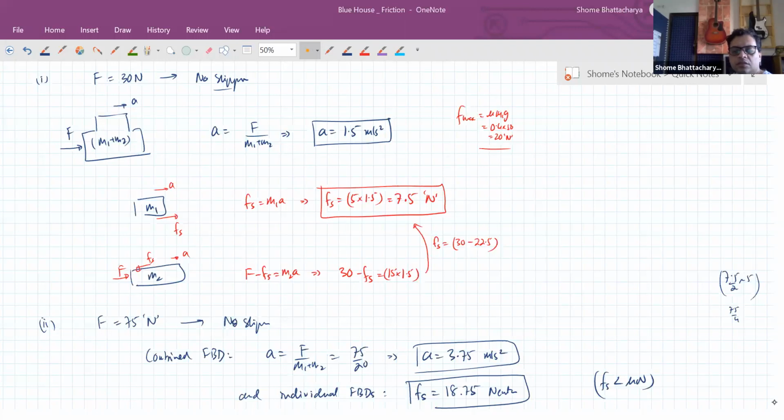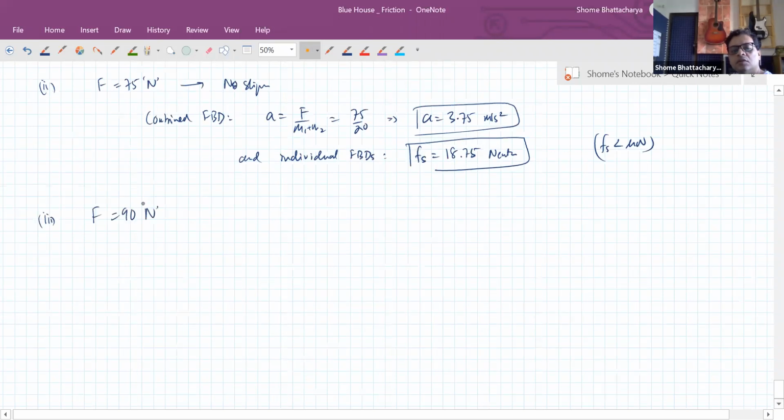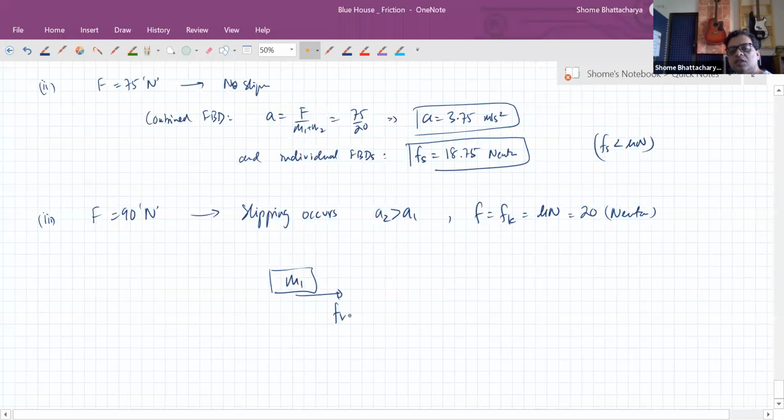Third case, you can see that F is 90 newtons. So there is slipping. So A2 will become greater than A1 and the friction acting will be kinetic friction. So that will be mu N, so that will be 20 newtons. So now you look at the individual free body diagrams. On M1, there is kinetic friction of 20 newtons acting, giving it an acceleration A1. So A1 will come out to be 4 meters per second square, which is the maximum possible acceleration. This can't move faster than this.